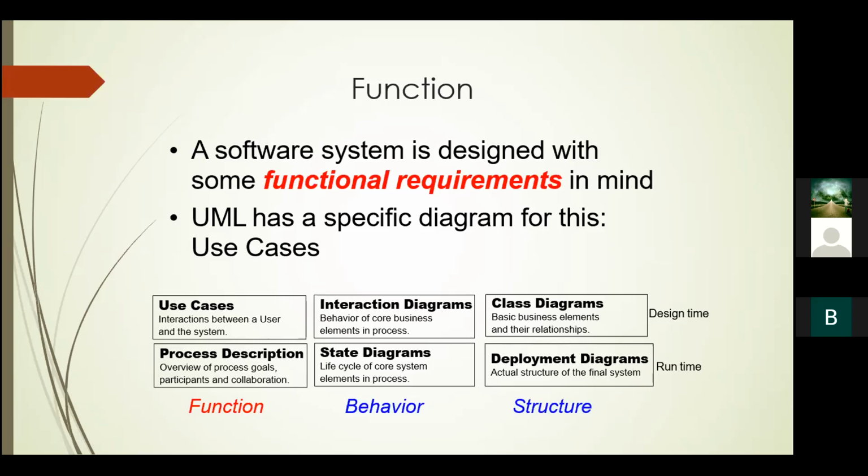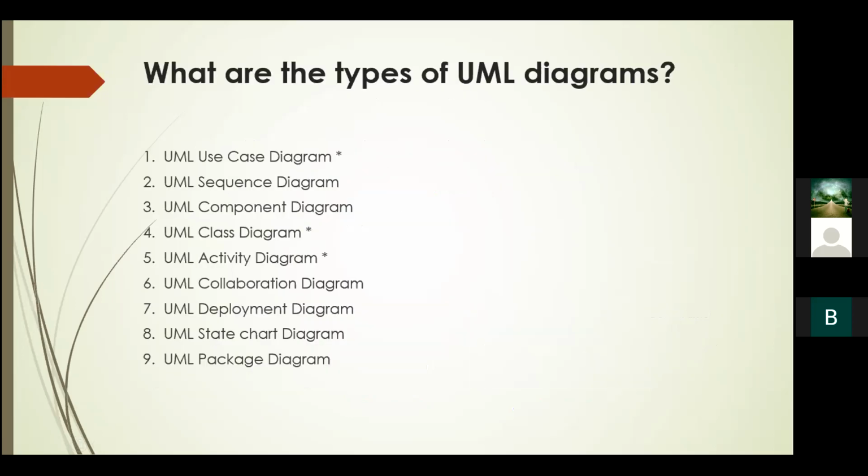Okay? State diagrams, life cycle of core system elements and in process. So this is the behavior. Okay? Class diagrams, basic business elements and their relationship. Deployment diagrams, actual structure of the final system. So, doon sa taas, this is the design. So, dito ka pala na-visualize. Dito sa baba is the runtime. Ito na yung naka-deploy na siya. Okay po. So, next natin.